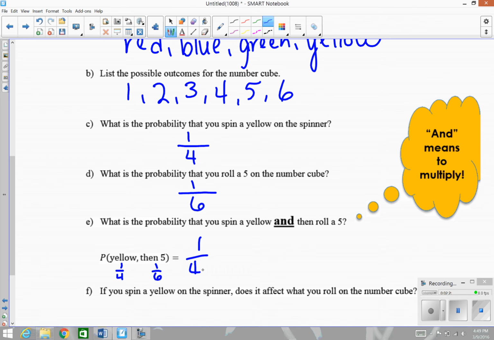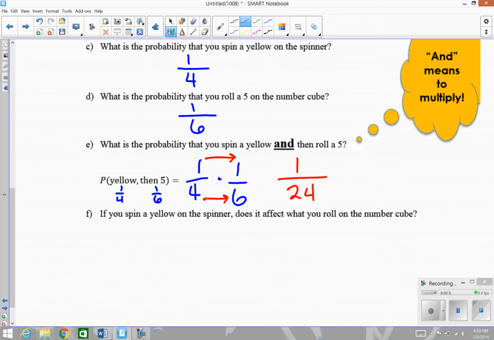So we have 1/4 times 1/6. I hope you remember how to multiply fractions. Top times top, bottom times bottom. 1 times 1 is 1. 4 times 6 is 24. So you have a 1 out of 24 chance that you would spin a yellow and roll a 5. Make sense? Jot down any questions you have.